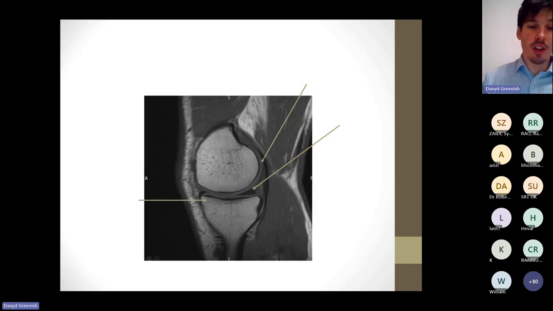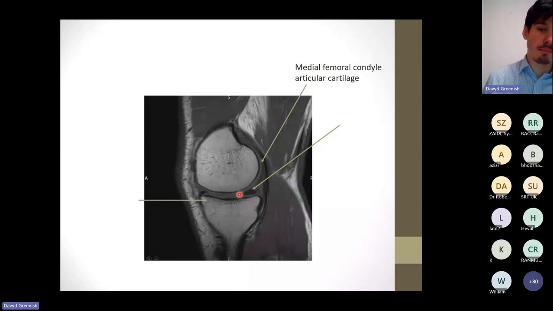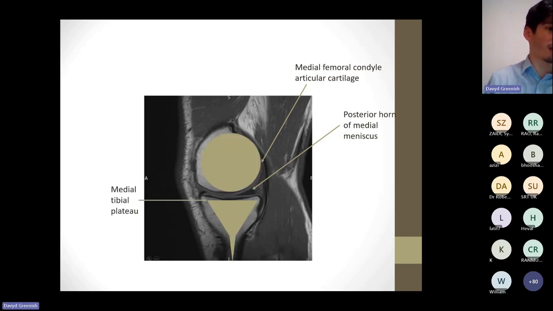Yeah, spot on. Medial. So how do we know it's medial? We've got the classic golf tee shape of the tibia here. That's the easiest way of remembering it. So we've got some articular cartilage. You can say medial femoral condyle articular cartilage. This is a black structure within the knee, which looks like a bow tie. So it's your meniscus. It's the posterior aspect of the meniscus. You've got all the muscles here. So it's the posterior horn of the medial meniscus, and then the medial tibial plateau. That's as good as a diagram comes these days.